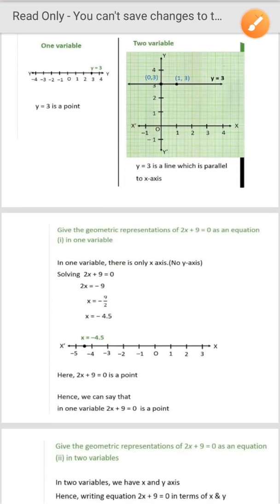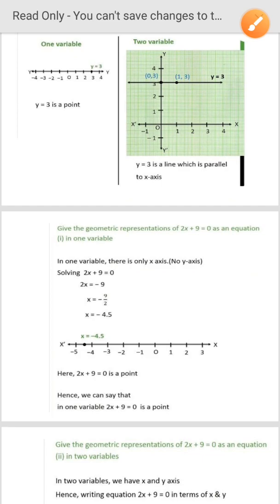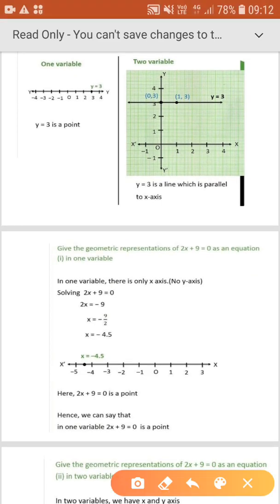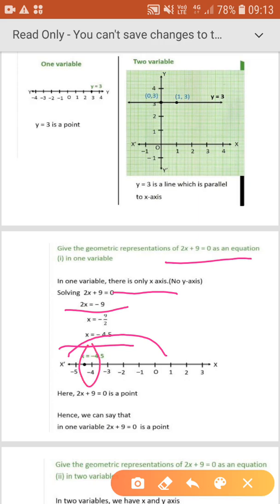Now moving on, we have give the geometrical representation of 2x plus 9 equals to 0 as an equation in one variable. So similarly, there is only one axis, x-axis, and we are going to solve this. 2x equals to minus 9 transposing, we are getting x equals to minus 4.5. So what we are going to do, we are going to move minus 4.5 units to the left of 0, and then this is the representation of x equals to minus 4.5.